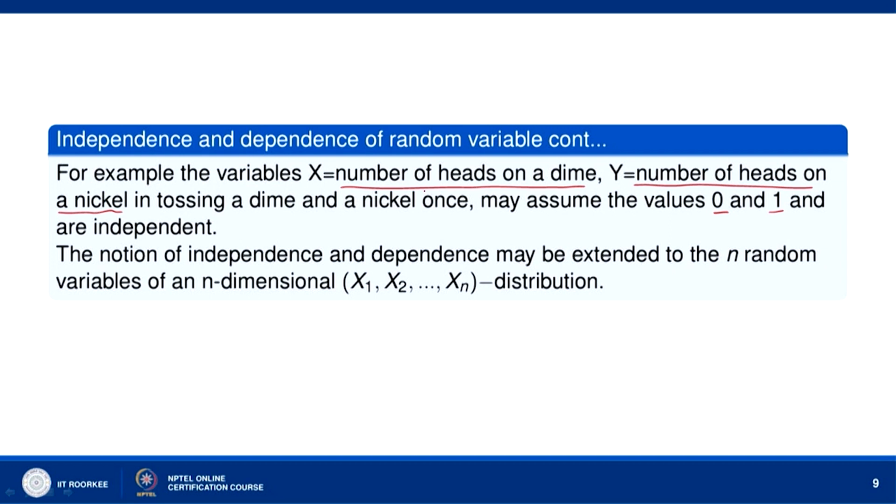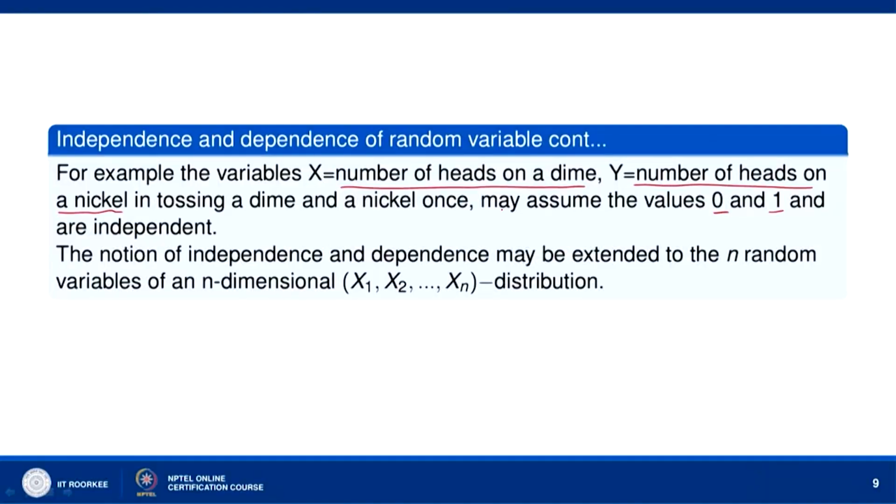So, here the number of heads on a dime is denoted by x, and the number of heads on a nickel is denoted by y. If a head comes, the value will be 1; if a head does not come, the value will be 0. So the number of heads will be either 0 or 1, and they are independent events. This is the case where random variables x and y are independent of each other.